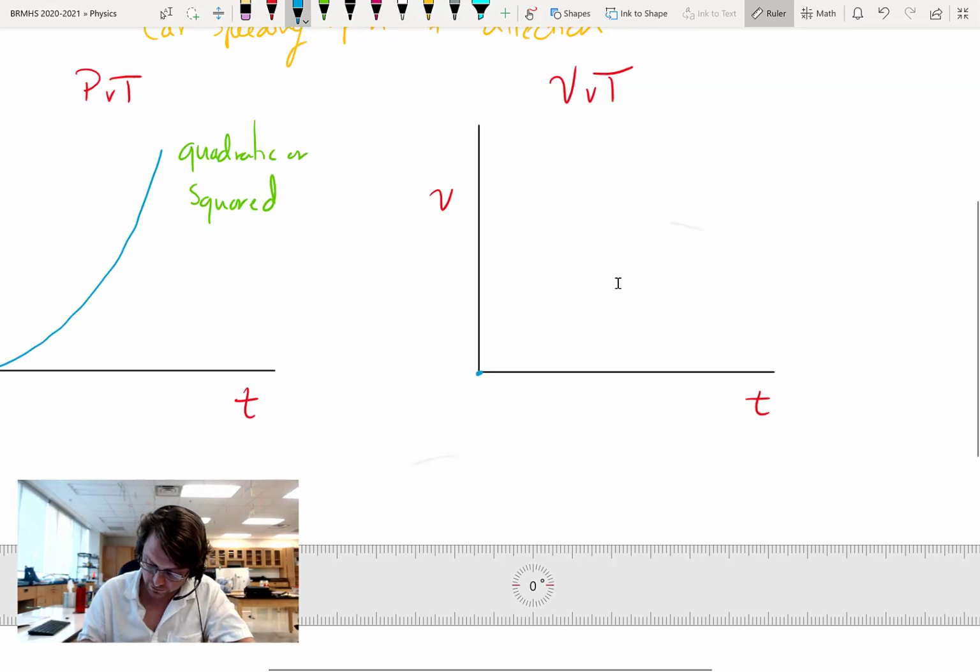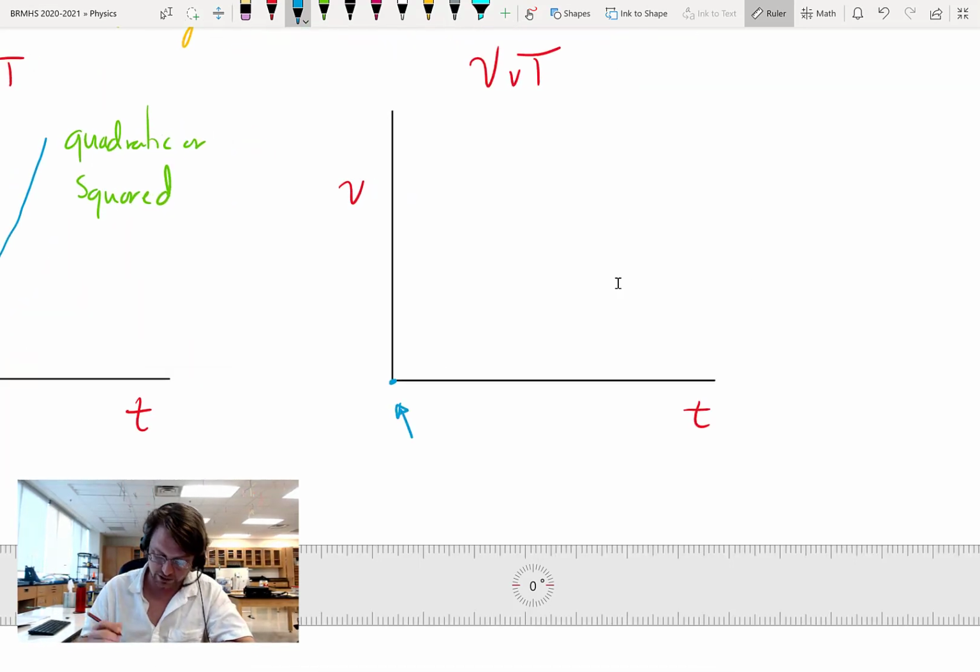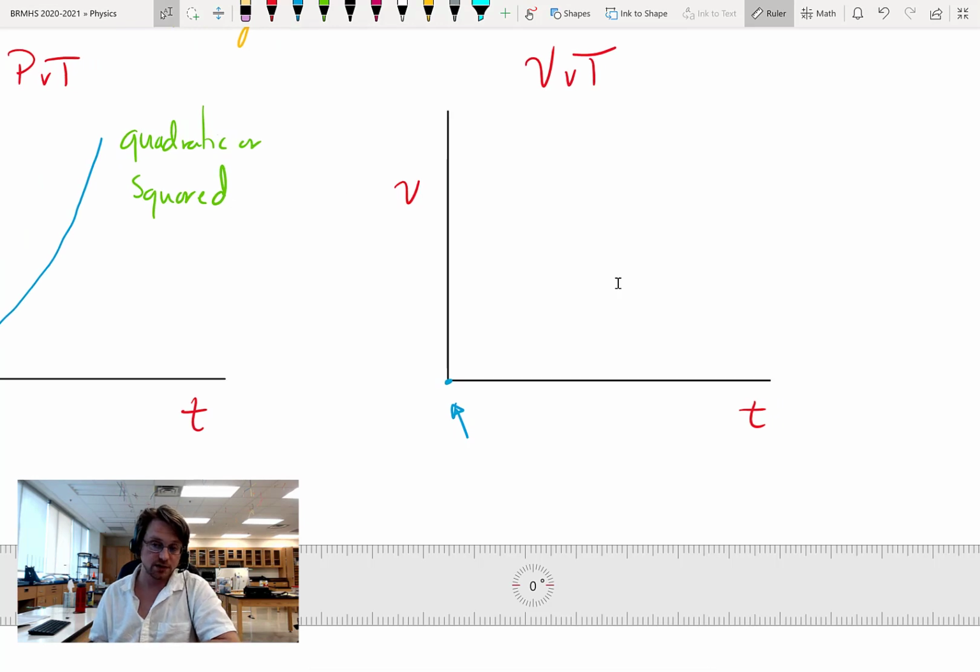So there's 0 on the velocity versus time graph, right down there. That's the y-axis, the velocity, so we're starting at 0. If we're speeding up at a constant rate, then I'm not going to have a curvy velocity time graph. It's just going to be linear. I'm speeding up at a constant rate.